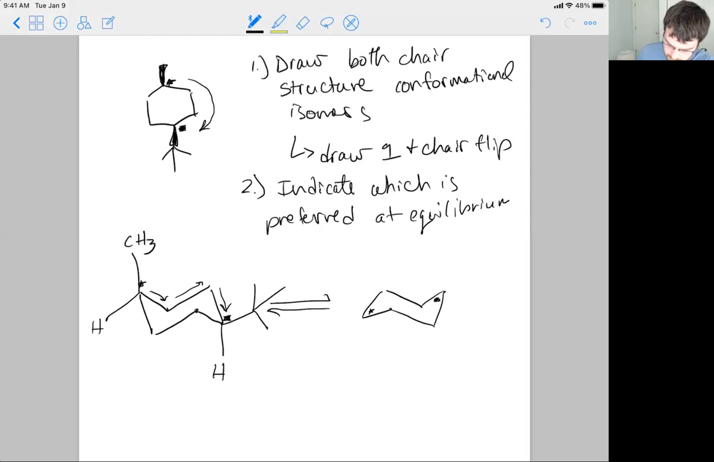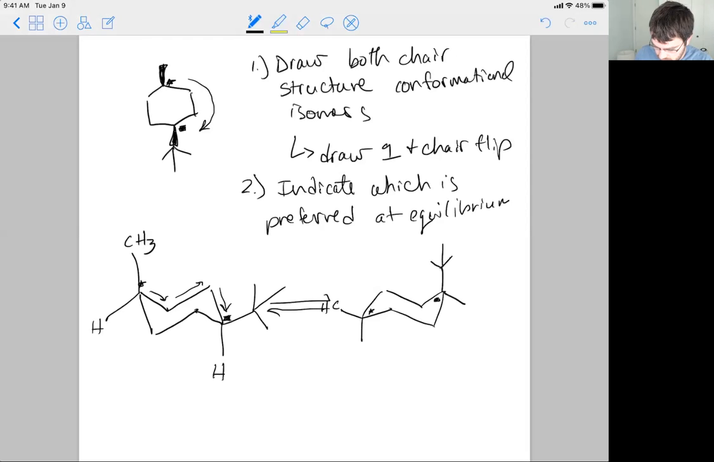That is, the leftmost structure's carbon is still the star, the rightmost is still the square. We go ahead and we add the axial and equatorial positions. Now the CH3 and the tert-butyl are going to flip axial to equatorial, but they're still going to be up. So we will draw this.